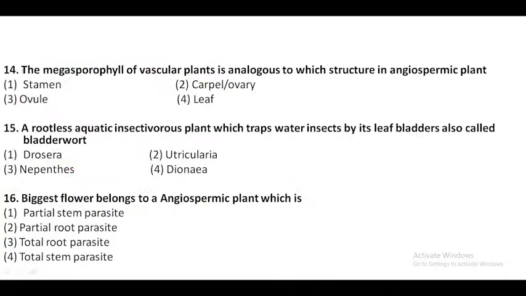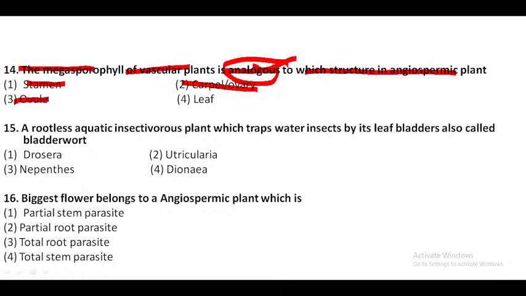Question number 14. I think this is the last slide for you. And I said just now we have started, so we are learning slowly. I will improve. Question number 14: the megasporophyll of vascular plants is analogous to which structure of angiospermic plant? Analogous means origin is different but function is the same. So analogous, asking, first stamen, second carpel or ovary, third ovule, and fourth leaf. So your answer goes to the carpel or ovary.